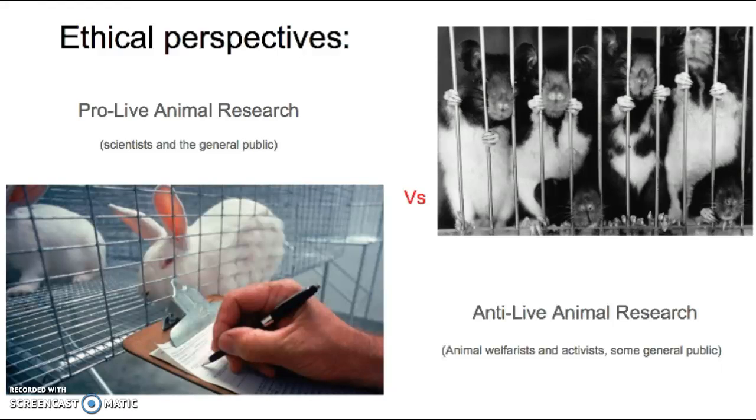The ethical perspectives are really in two zones. One is pro-live animal research, which is generally the scientists and the general public. The other ethical perspective is anti-live animal research, represented by animal welfarists and activists, and some of the general public.